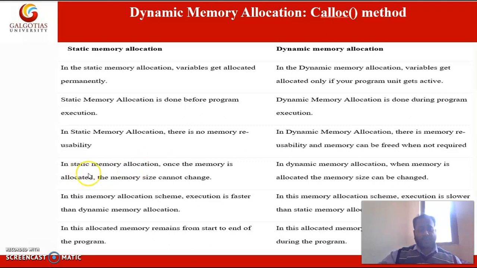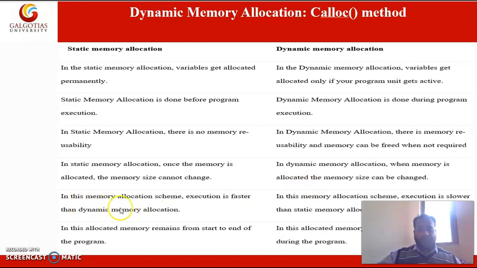Next, in static memory, once memory is allocated, the memory size cannot be changed. This is the same as the above point, because statically you are allocating space to the variable, so you cannot change the size of that variable. But that is not true in the case of dynamic memory allocation. When memory is allocated, it can be resized.